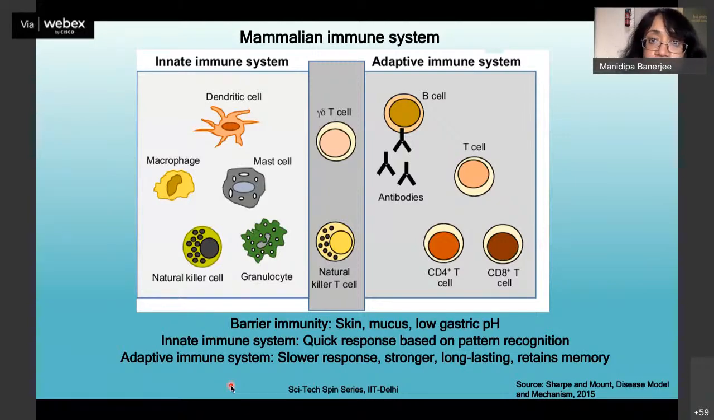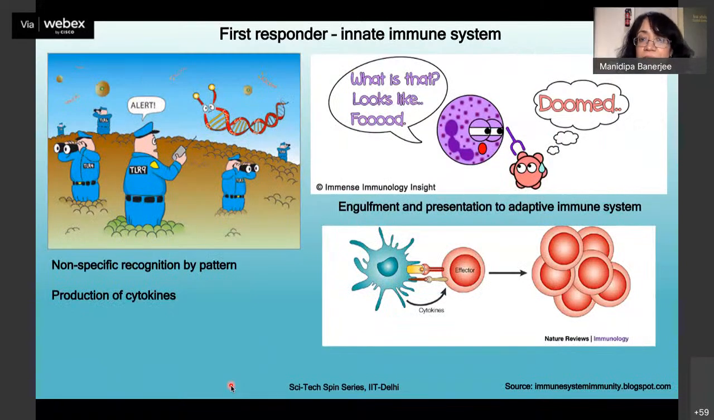it has seen before. So as I said, the innate immune system is the first responder, and it recognizes non-specifically, meaning it cannot recognize a specific protein. Let's say it will not be able to recognize that this is the spike protein, right? But it recognizes by some kind of pattern, right? And then it signals to these cells which are able to engulf and eat pathogens.